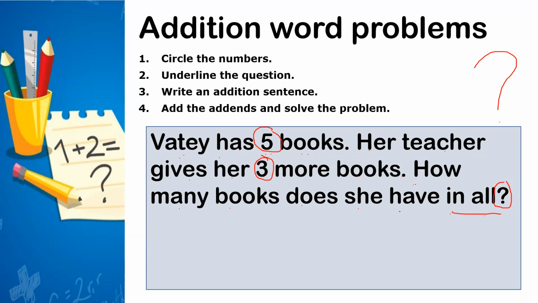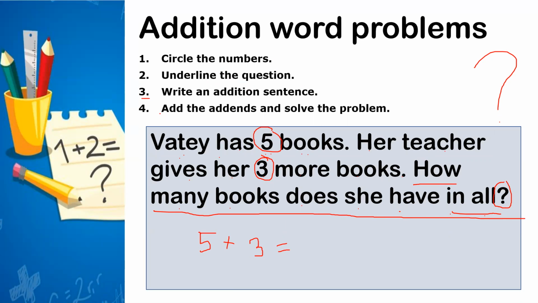Ta-da! Okay, so how many books does she have in all? You get that? So that is the question. Okay, now step number 3, write an addition sentence using the numbers. Okay, so we have 5 plus 3 equals.